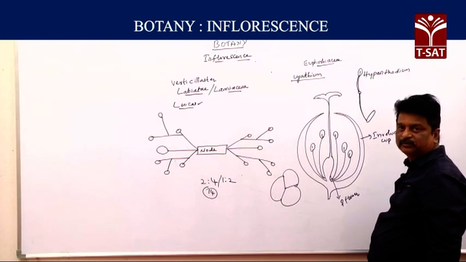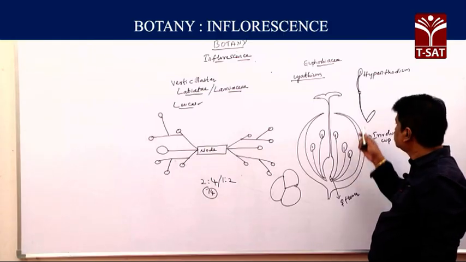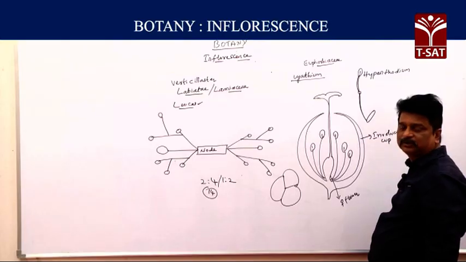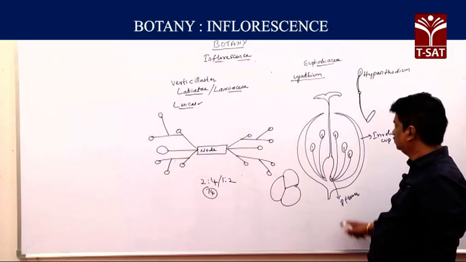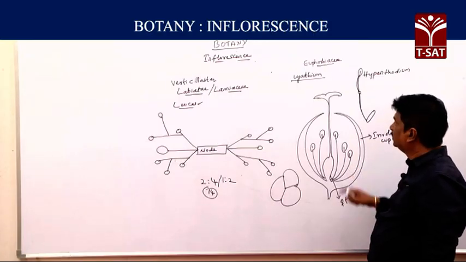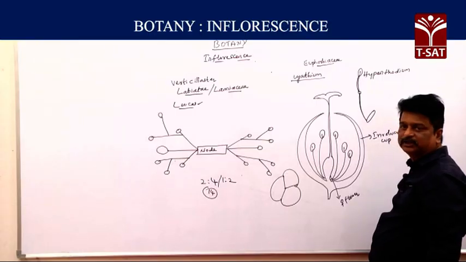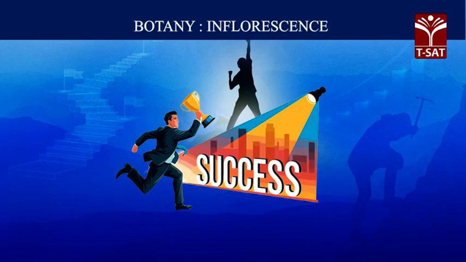So the ratio between female to male flowers is 1 is to many. The ratio between megasporophylls to microsporophylls is 3 is to many, and each male flower is reduced to 1 stamen. So the ratio between male flower and microsporophyll is 1 is to 1. And here in Cyathium, flowers are pedicellate and unisexual.